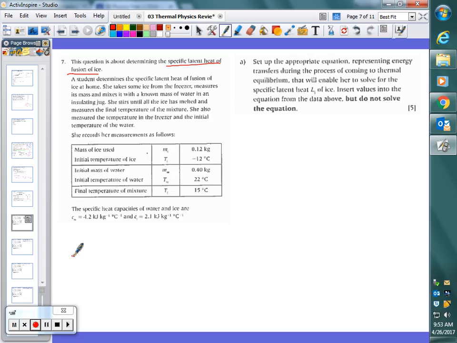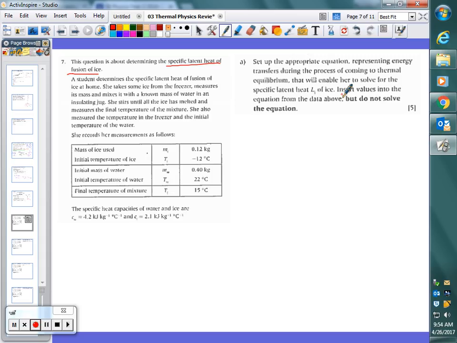Specific heat capacities of water and ice are given below. Okay? Set up an appropriate equation representing energy transfers during the process of coming to thermal equilibrium that will enable her to solve for the specific latent heat of ice. Insert values into the equation from the data above, but do not solve the equation. So whenever we're talking about energy transfers to heat up substances, what assumption do we make? Nothing's lost. Nothing is lost, right? We have total energy conservation.